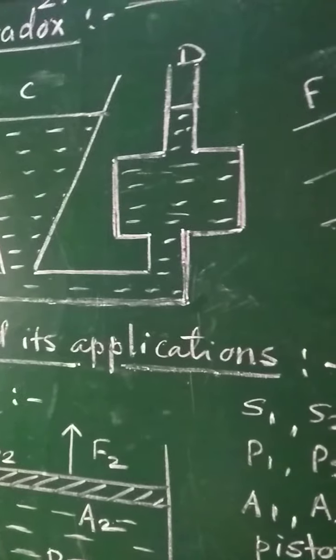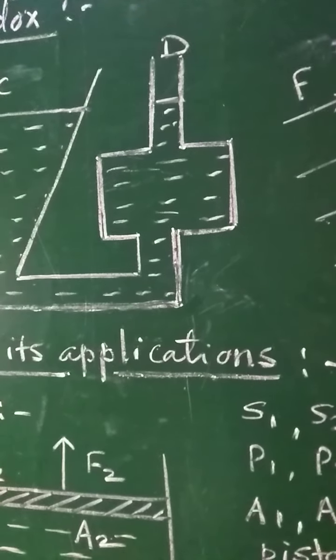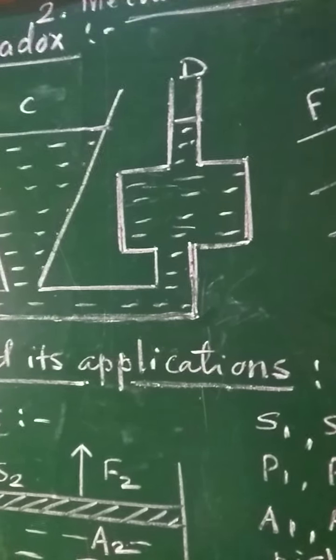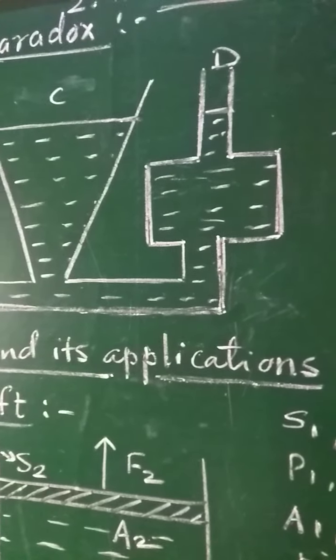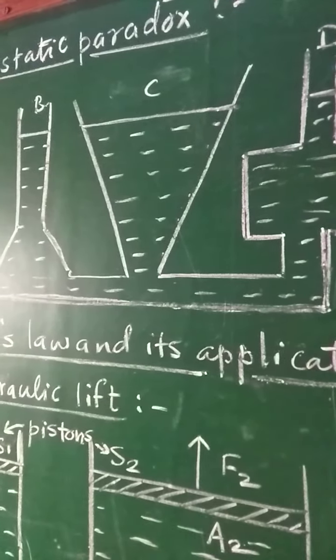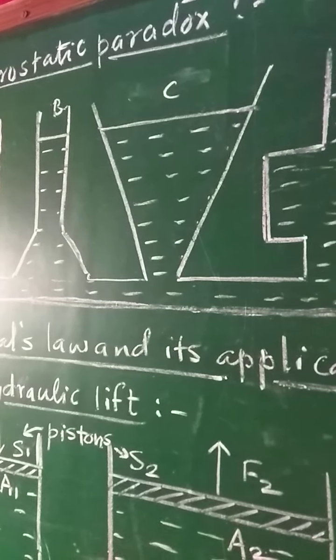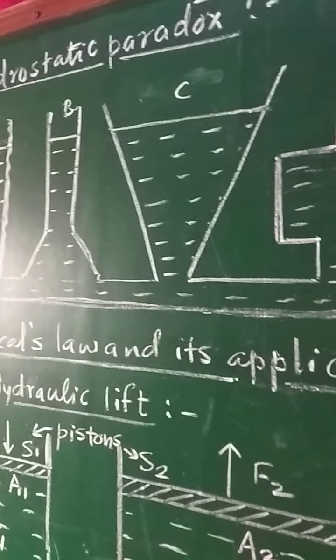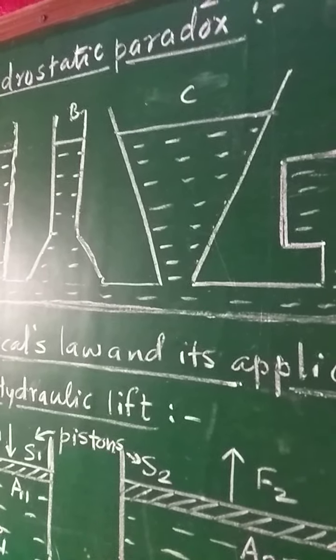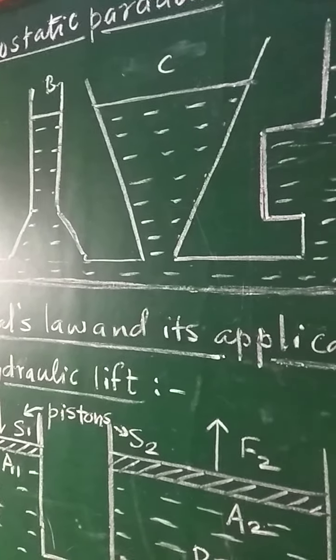It does not depend on the shape of the vessel. In this case, the height of the liquid column in all the vessels is the same, and therefore the pressure of the liquid column in each vessel is the same, and the system is said to be in equilibrium.